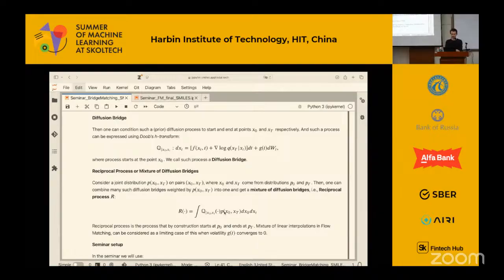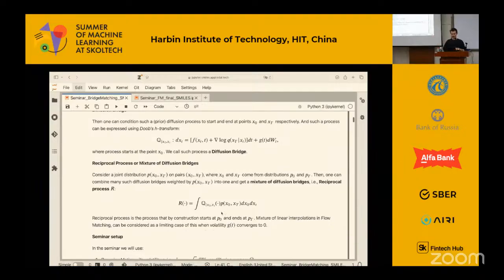It gives us some kind of a prior as used in bridge matching. In our seminar, we will be exploring this particular distribution in the independent setting, the mini-batch setting, the mini-batch optimal transport setting, and the mini-batch anti-optimal transport setting. This is basically exactly the same distribution as in flow matching, but now we use it in the bridge matching setting.